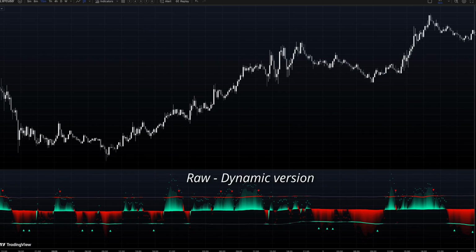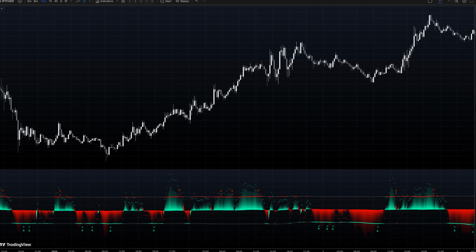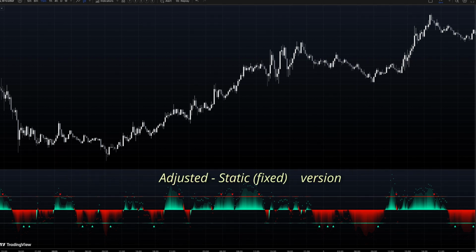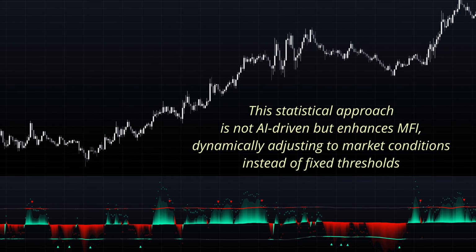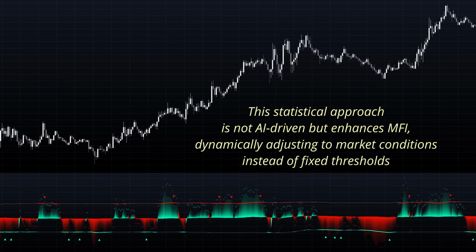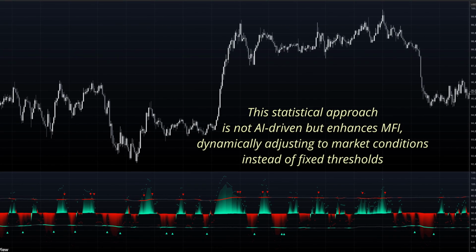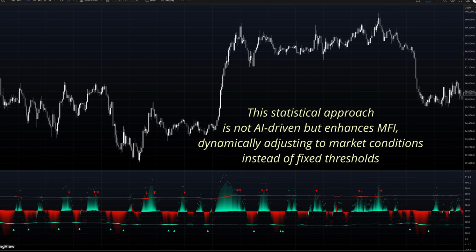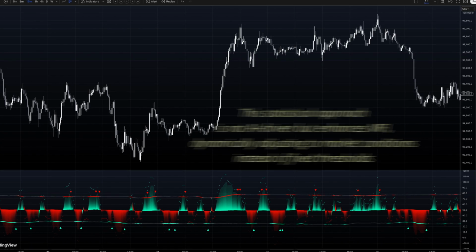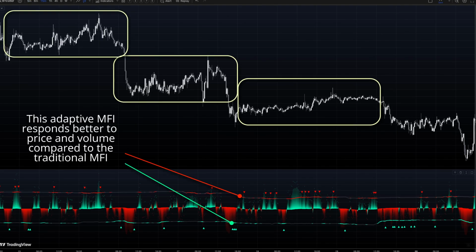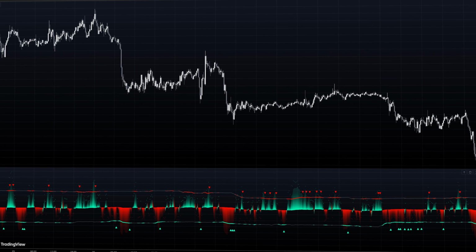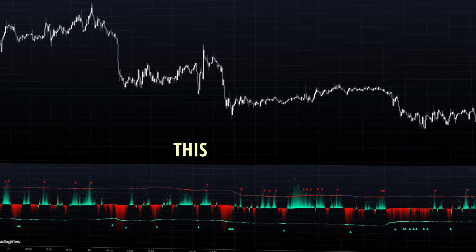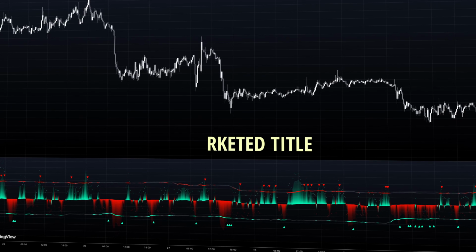You can choose between raw MFI values or an adjusted version that maintains fixed reference levels while adapting to market conditions. This statistical adaptation approach, while not AI-driven, aims to provide a more context-aware version of the traditional MFI by automatically adjusting to changing market conditions instead of using fixed threshold levels. The adaptive aspect comes purely from the clustering process that adjusts levels based on recent price action, making Adaptive Money Flow Index using K-means clustering a more accurate name for this technical indicator than its AI-marketed title.